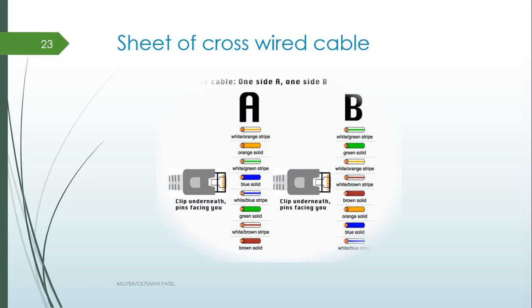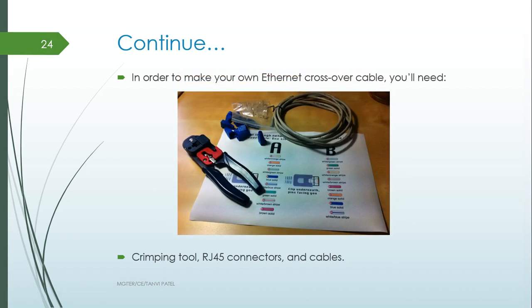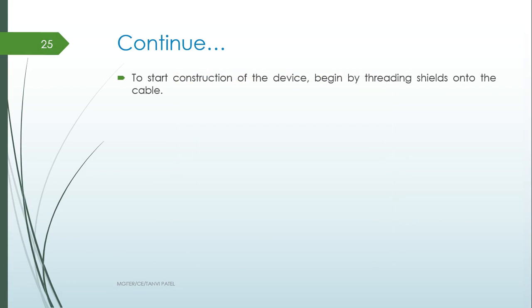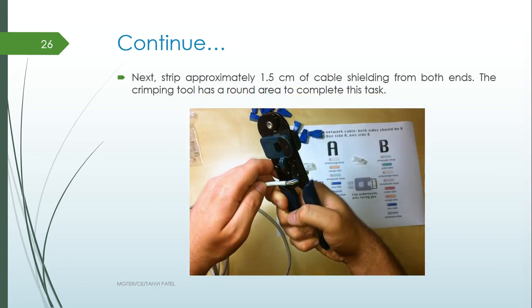Now the sheath of the crossover cable, how they are connected, both the ends A and B. Here in the figure you can see. Now in order to make your own Ethernet crossover cable, you will need a crimping tool, RJ45 connector and cables. Now to start construction of the device, begin by threading the shield onto the cables. Next, strip approximately 1.5 cm of cable shielding from both ends. The crimping tool has a round area to complete this task.